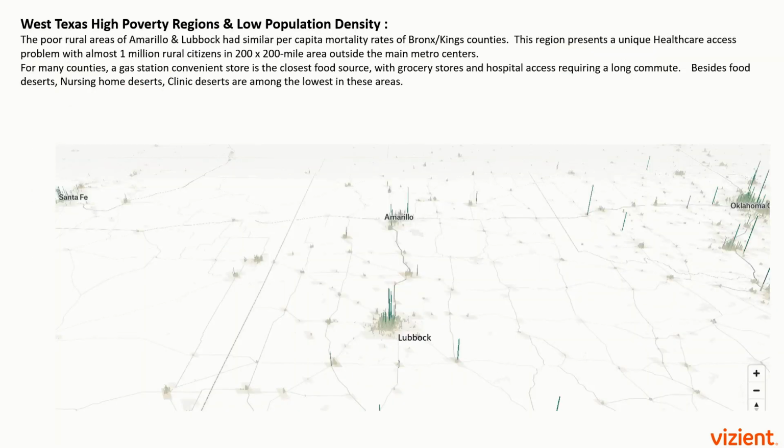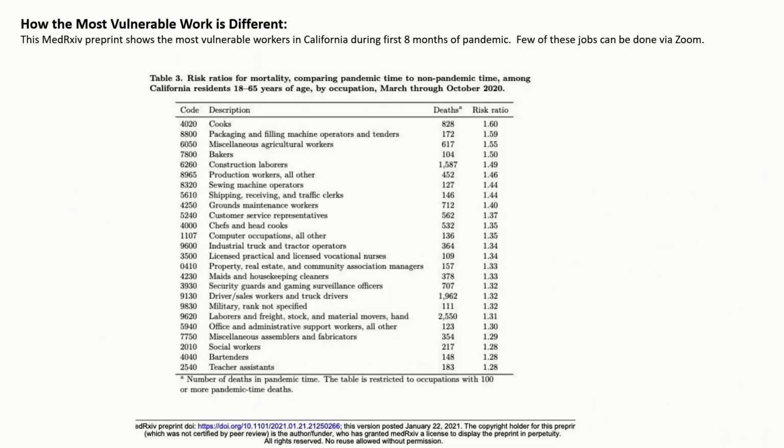Now we're looking at this large area here, about the size of Indiana. The rural areas around Amarillo and Lubbock. Quite a bit of poverty, very large area, 200 by 200 mile area. A lot of food deserts, nursing home deserts, clinic deserts in these areas.